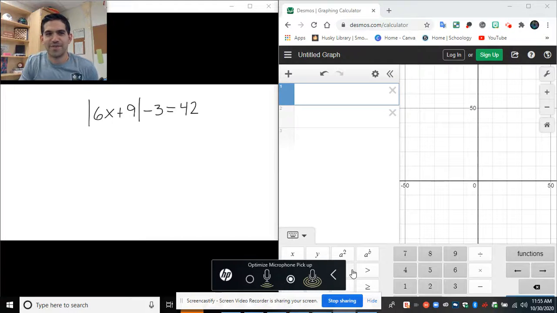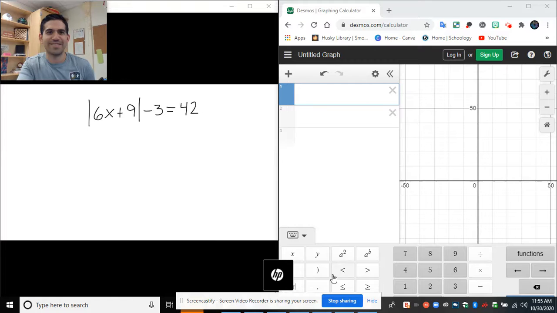Hey guys, in this video I want to show you how to solve an absolute value equation like the ones we did in class. As you see here on the left, we have this example, the absolute value of 6x plus 9 minus 3 equals 42. I also have the Desmos calculator open here on the right because I want to show you how to check your work on the calculator as well as another method of choice. In the end, you can choose whichever method makes more sense to you. All right, let's get started.